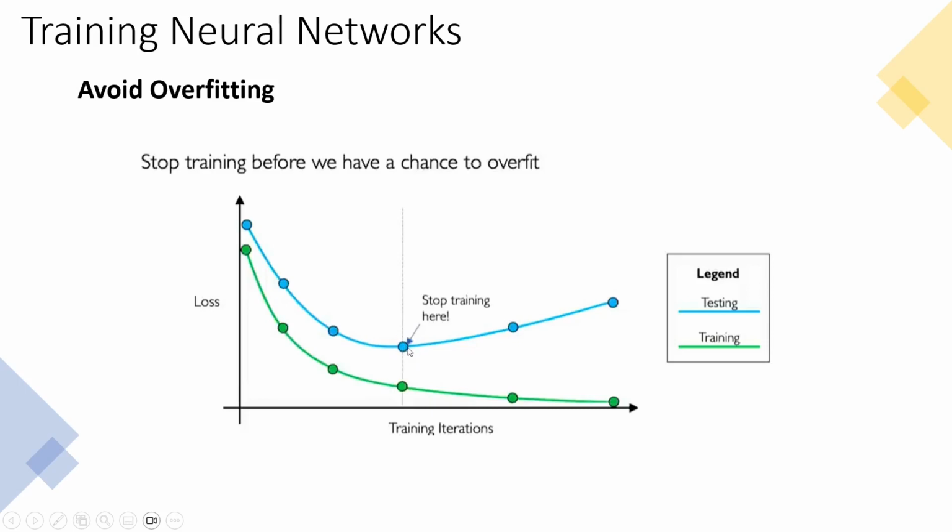Okay, you need to know where to stop, and this is really the point you should stop for this network. For example, if you keep going, it's going to memorize more, and you will lose generalization on this side of the graph. Okay, so you need to know where to stop.